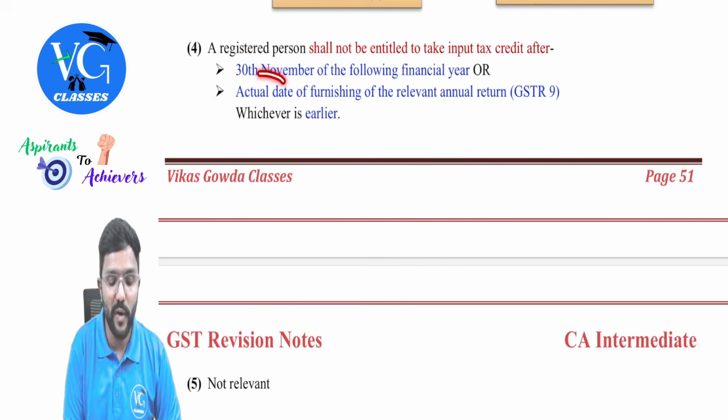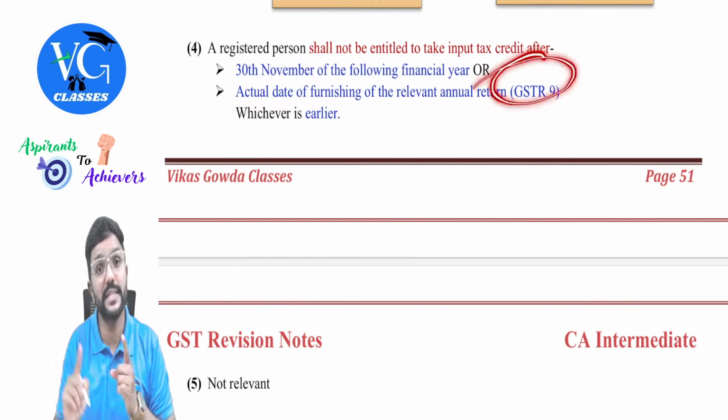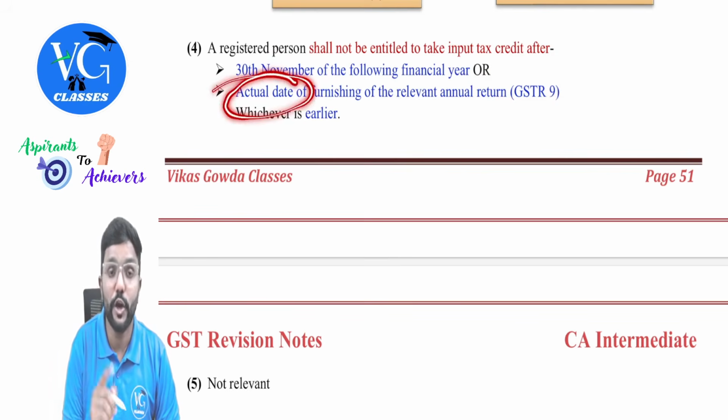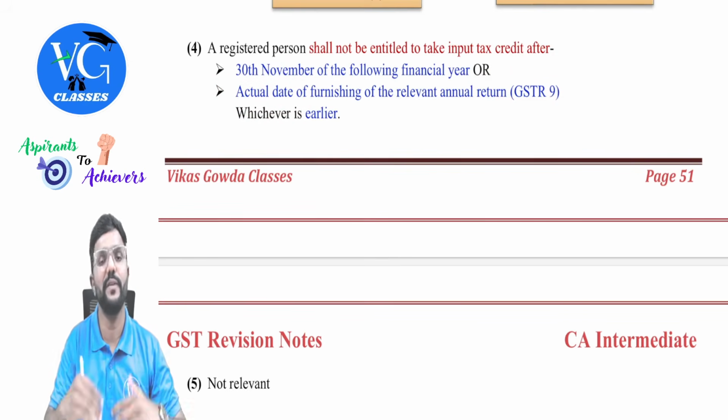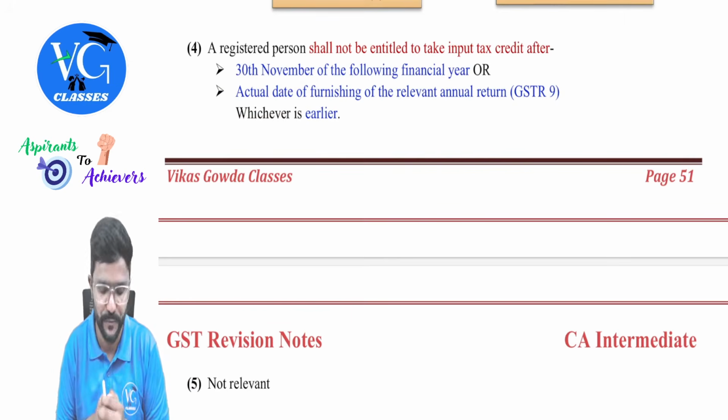And please be careful, guys. What they have told here is the actual date, not the due date. The due date to file GSTR 9 is 31st December of the next financial year. But they are not talking about the due date, they are talking about the actual date, which is subjective. It will vary from person to person because different persons might file the returns on different dates.